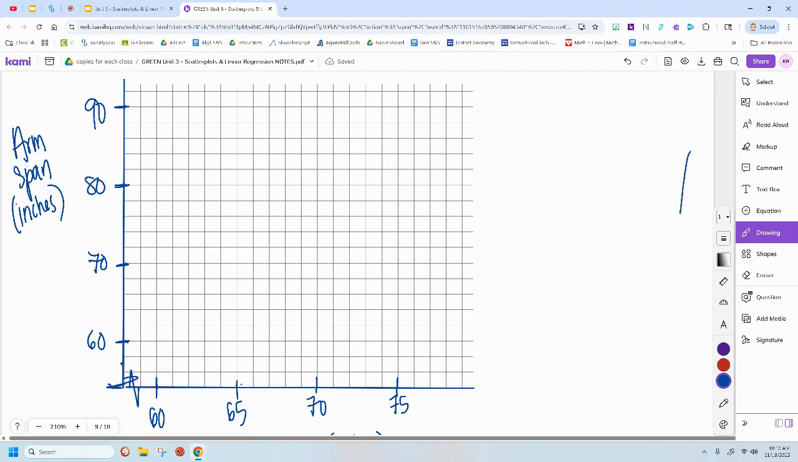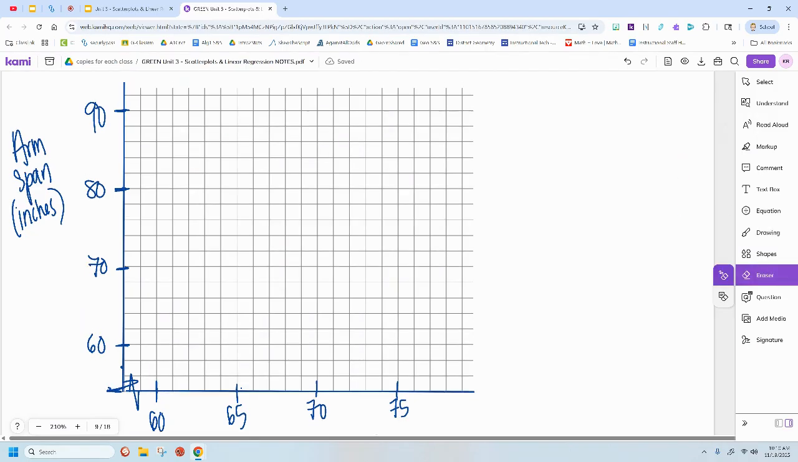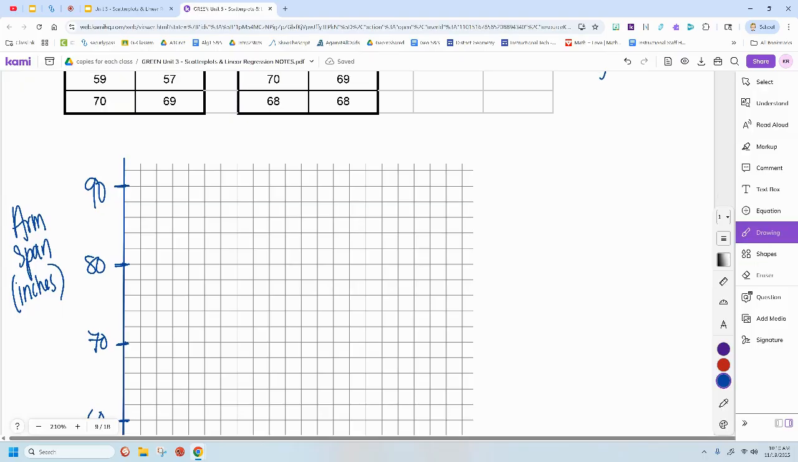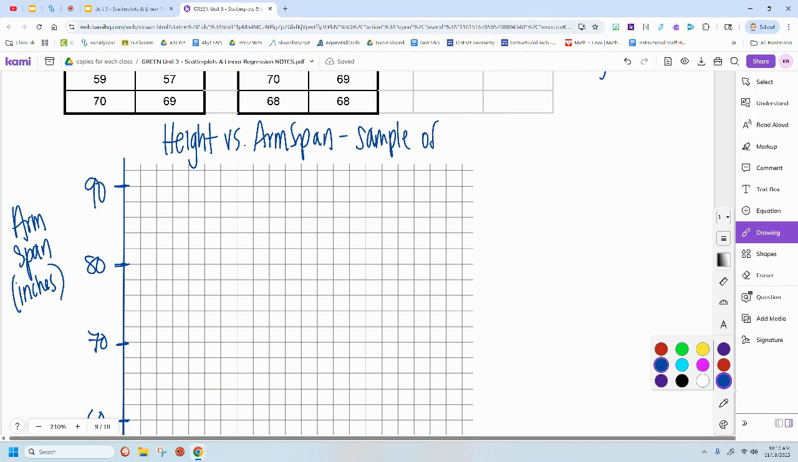And for a title, we can just put height versus arm span, sample of high school students. Sample of juniors and seniors, actually. Junior, senior, high school students. Good enough.